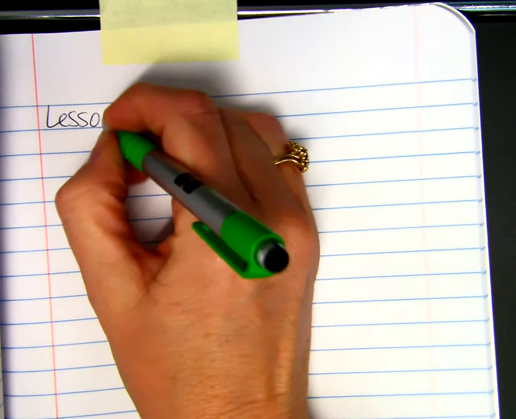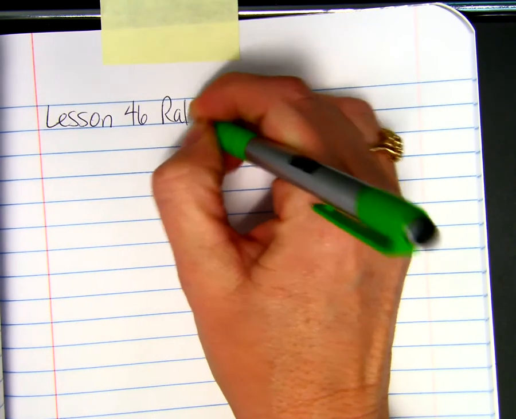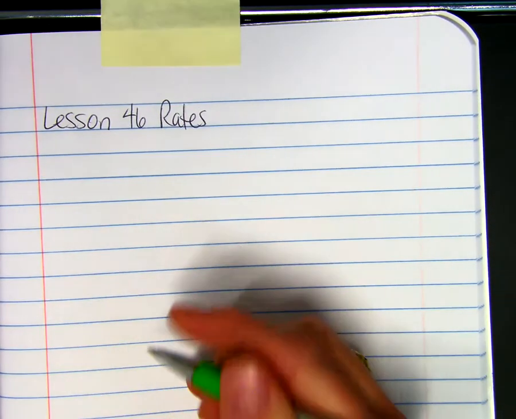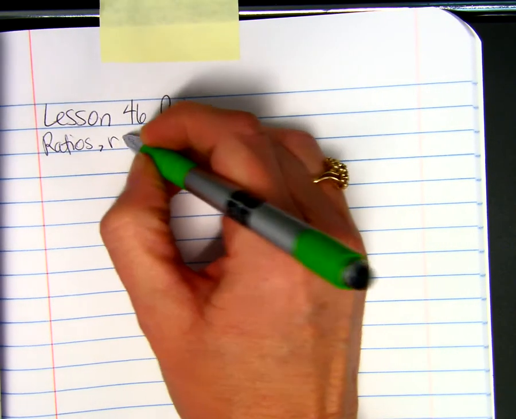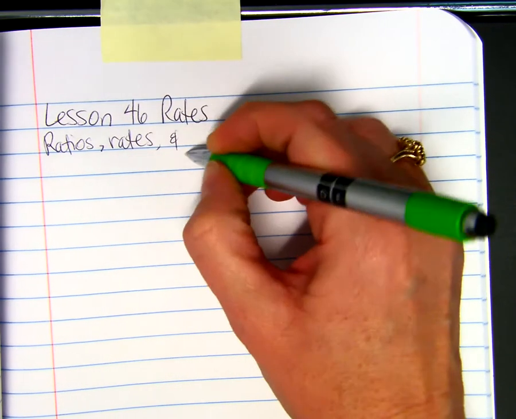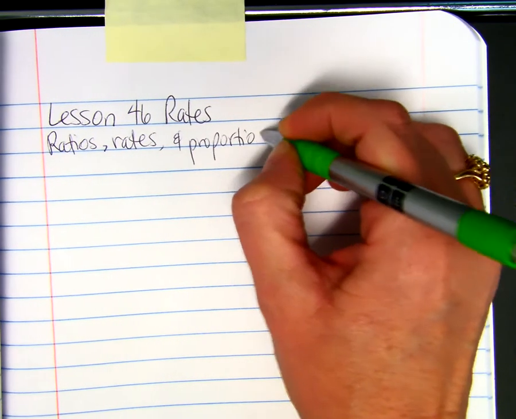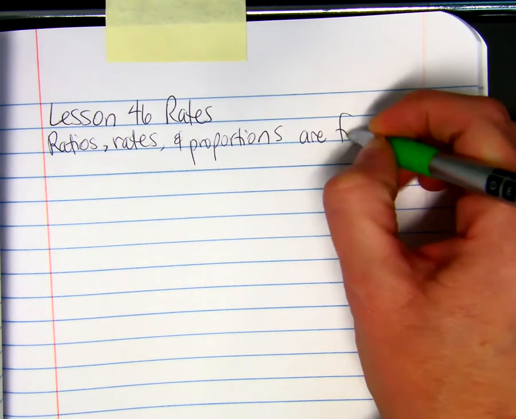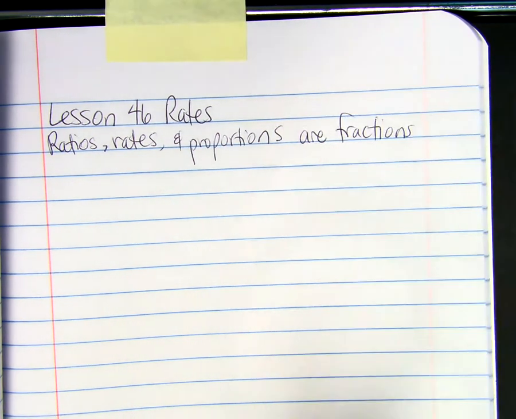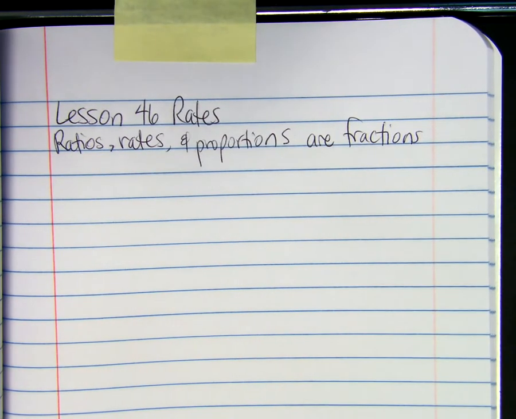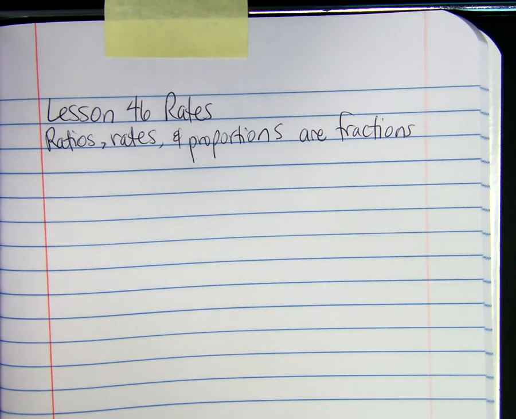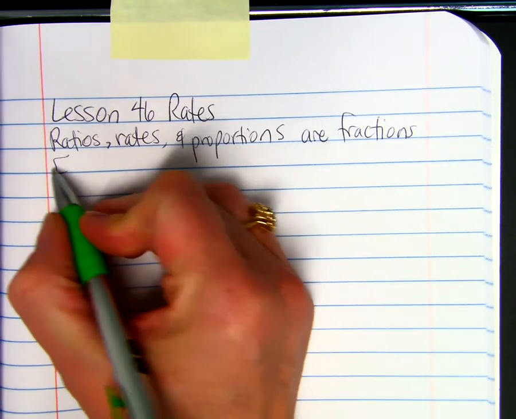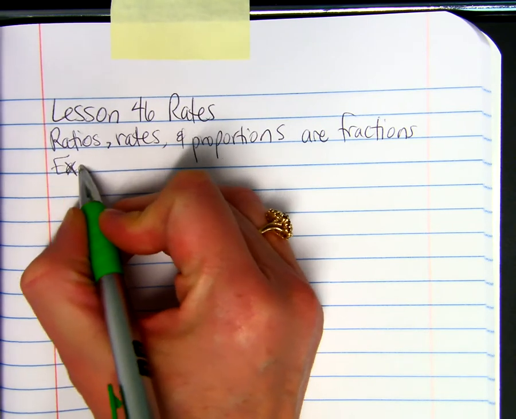Lesson 46, rates. Should be a short lesson. So we have ratios, rates, and proportions are fractions. Well, proportion is two fractions equal to each other, but ratio and rates will be in fraction form. For example, so we have some examples of rates.